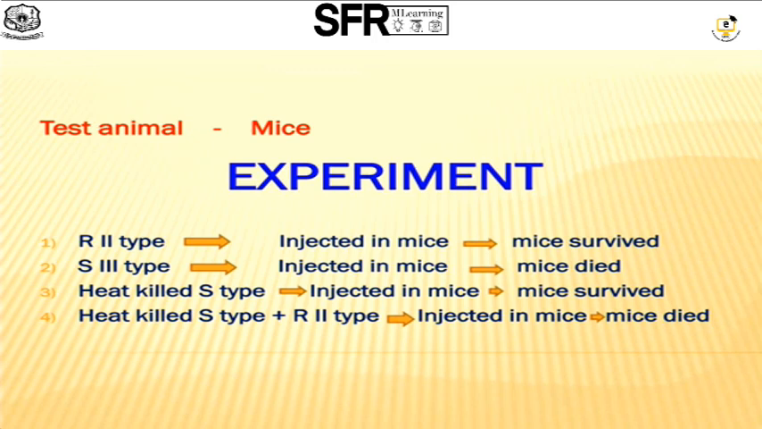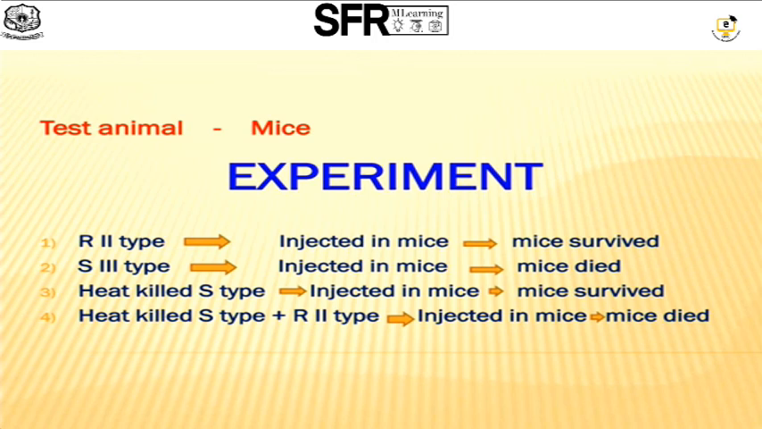In this experiment, Griffith used mice as the test animal. First, the R2 type was injected into mice, and the mice survived. When the S3 type, the virulent strain, was injected into mice, the mice died. Heat-killed S type, which is the virulent pathogen that has been killed, was injected into mice, and the mice survived, meaning they stayed alive.